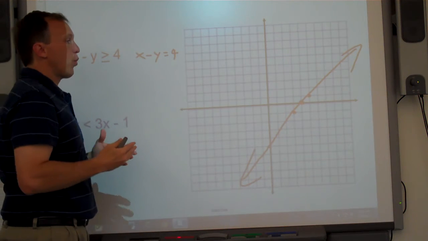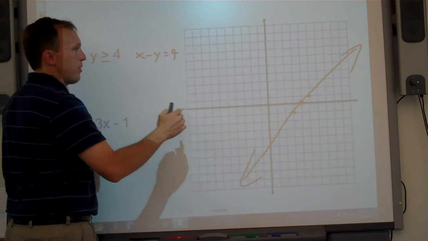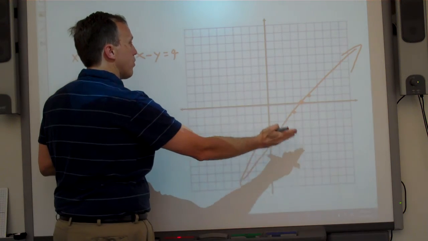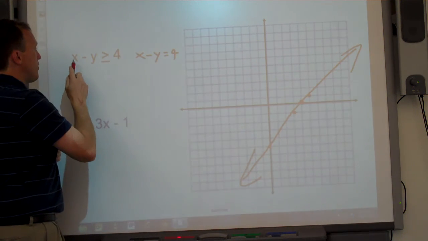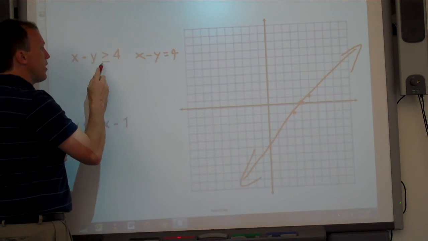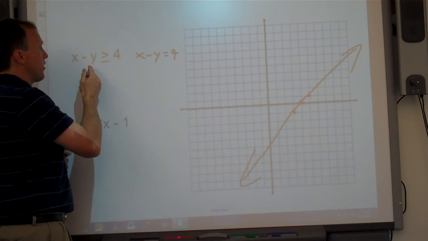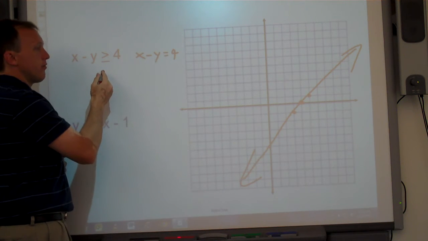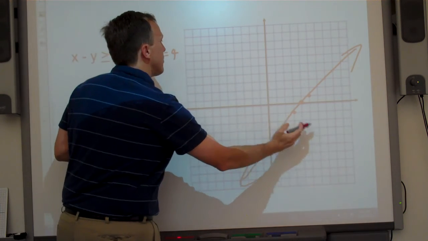And now we just need to figure out which side we should shade. And so again, we go to the idea of picking a point that is clearly on one side or the other. Again, the origin works great. So is 0 minus 0 greater than or equal to 4? Well, it's not. 0 minus 0 is 0. 0 is not greater than 4. So this side would not be the side to shade. It means that this side would.